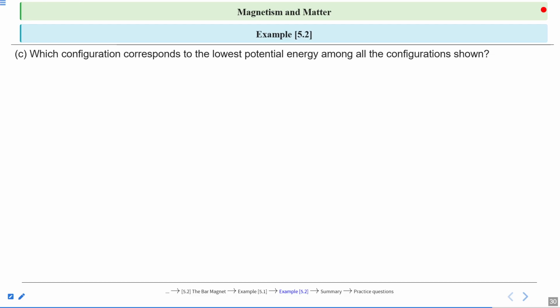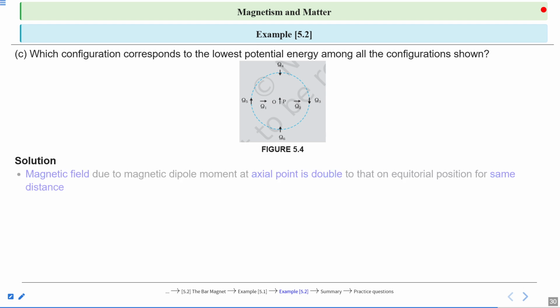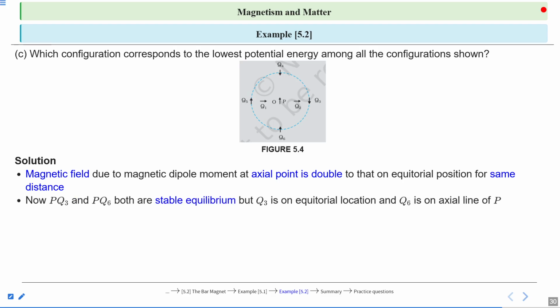C part. Which configuration corresponds to the lowest potential energy among all the configurations shown? So you have to determine the lowest potential energy among all the configurations. Let's see the solution. The magnetic field due to a magnetic dipole moment at the axial point is double. We have seen that the magnitude of the magnetic field at the axial point is double that at the equatorial position for the same distance, because there is 2 in the numerator for the axial magnetic field.